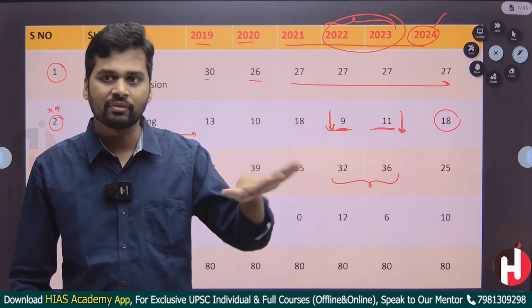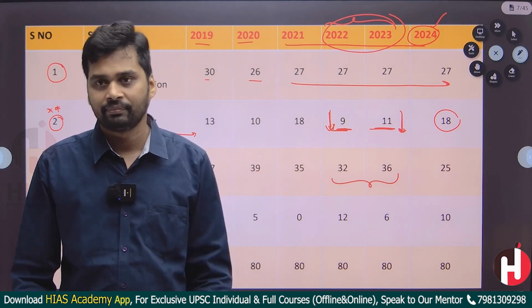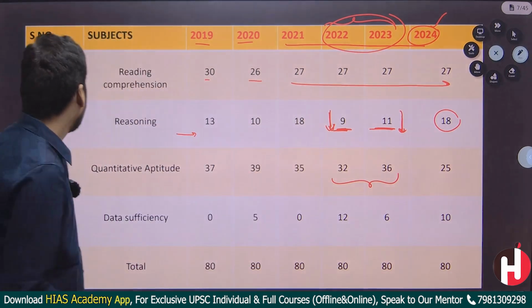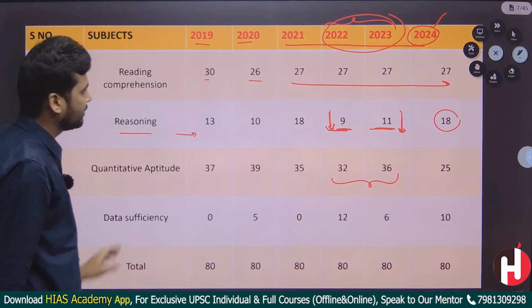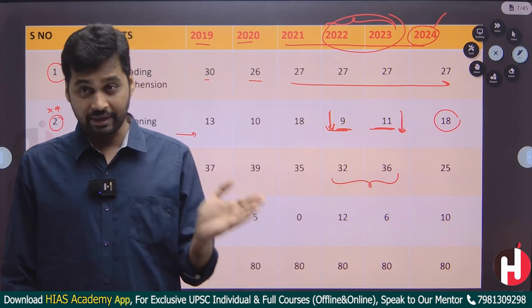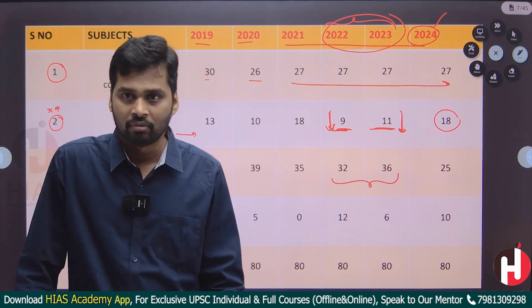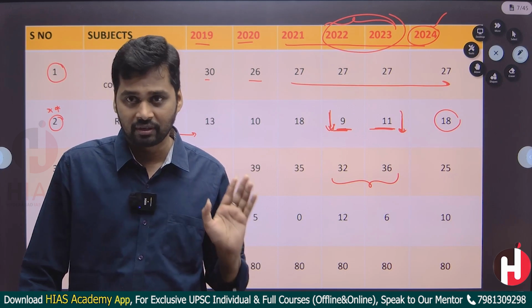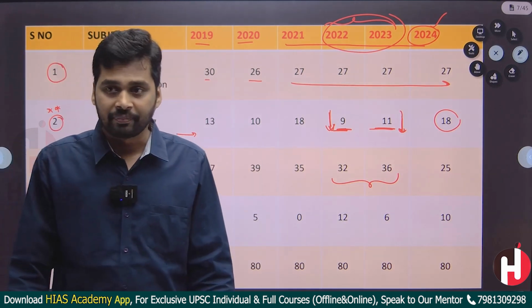There is no standard weightage for this. So reasoning is important. At the same time this is a pattern, and in the next coming years also, on an average, from 10 to 15 questions are allotted to logical reasoning.